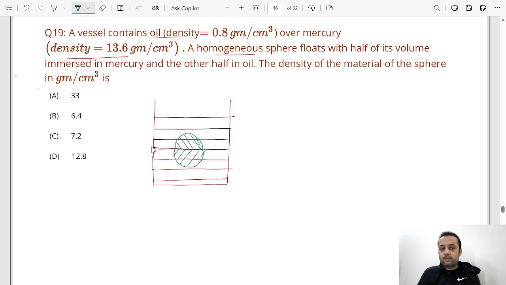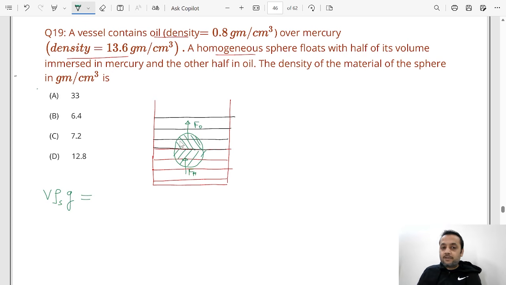Let us say the total volume of the sphere is V, and the density of the sphere is rho sphere. So this will be the mass of the sphere. Volume into density becomes the mass of the sphere, and into gravity becomes the mg of the sphere, right? Now this mg of the sphere will be balanced by the buoyancy due to the oil plus the buoyancy due to the mercury.